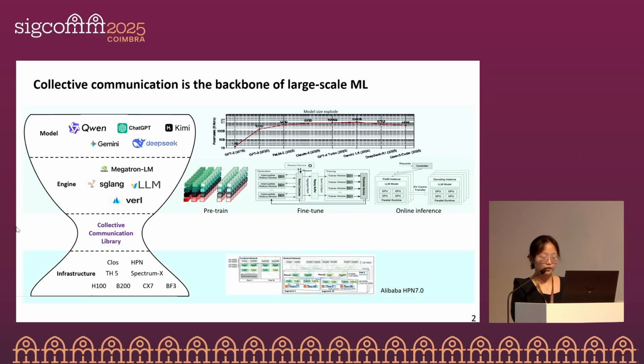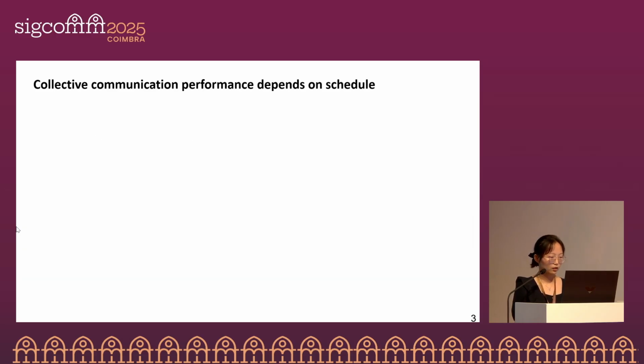Under the hood, there are GPUs, NICs, switches, and different network architectures. In the middle sits the communication library. It bridges the raw hardware and the engine and models. Here's the catch. Collective performance depends a lot on the schedule.